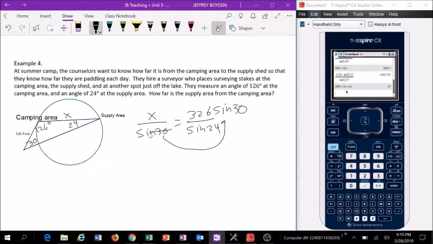And this should feel very similar to everything we've done so far. Hopefully you got this one right as you did it on your own. So 326 sine 30, divide by sine 24.